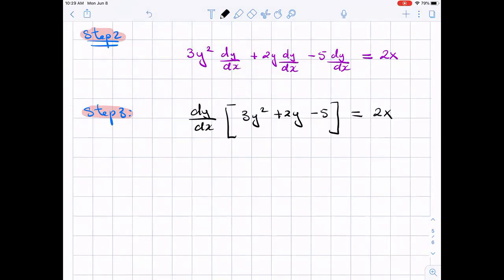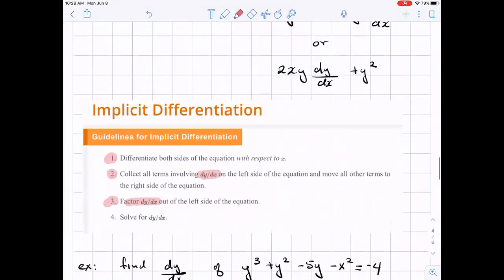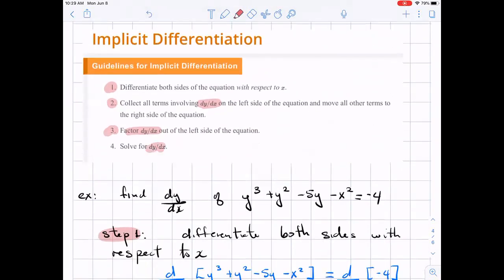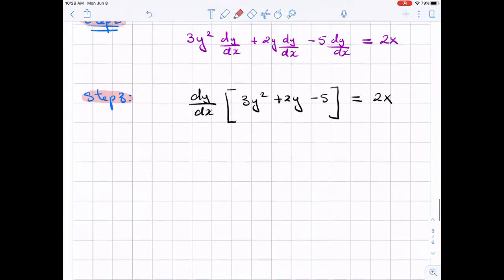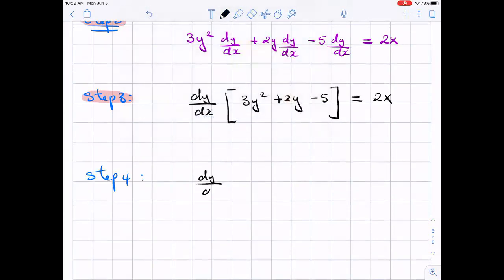And then finally, step 4 says solve, right? Step 4 says solve for dy dx. So solve, remember solve means just to isolate. So step 4, we isolate dy dx. So dy dx, since this here is a product, taking it to the other side, will divide. So that is divided by the whole parenthesis 3y squared plus 2y minus 5.